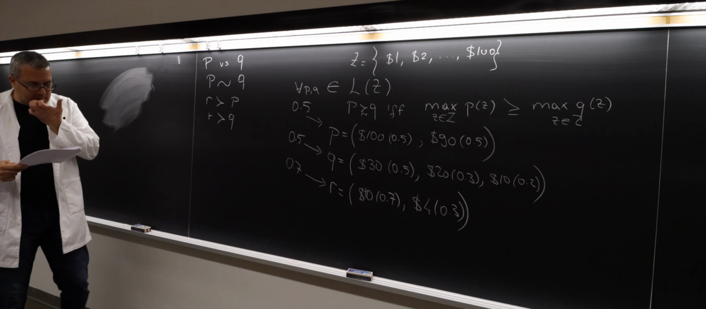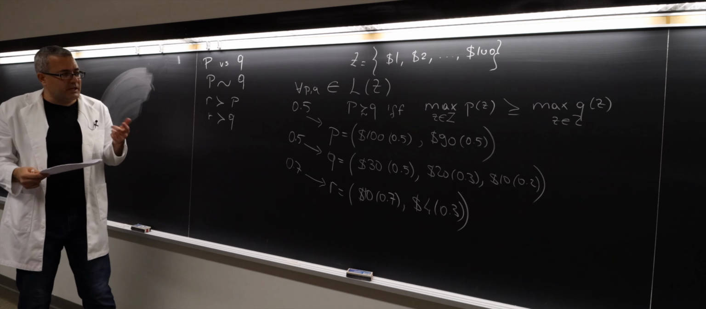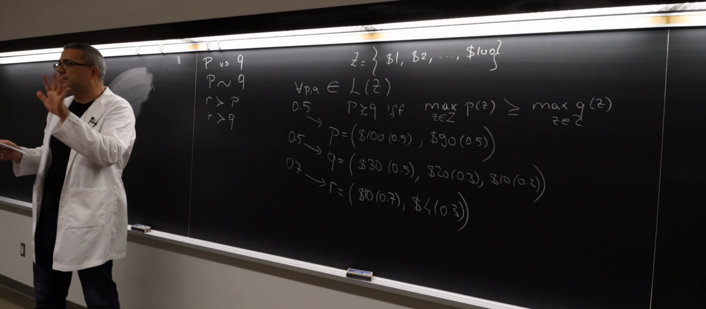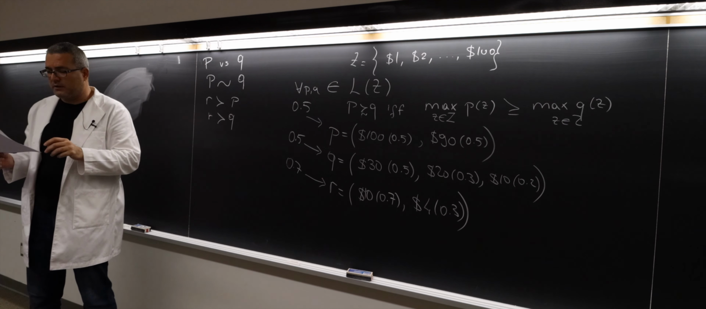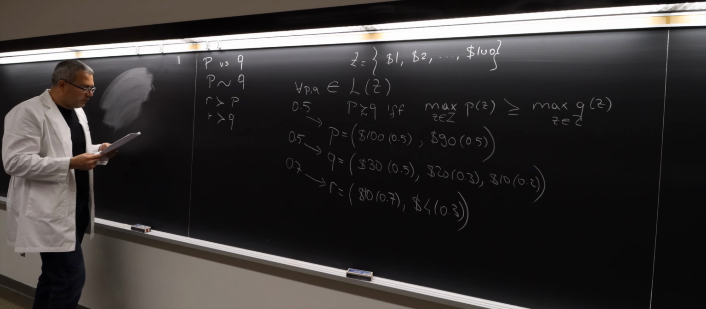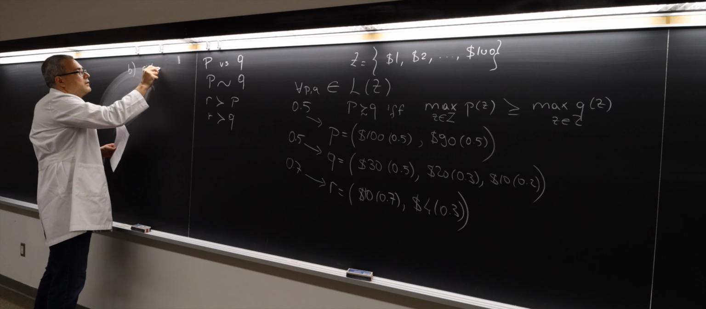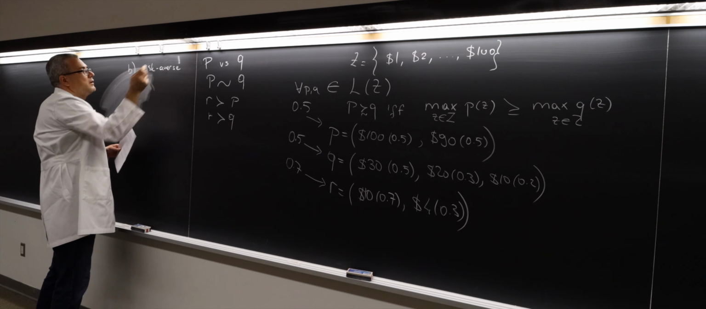Well, the second part may be a bit more challenging. This part is basically just to push you to understand what this preference relation looks like. So in part B, the question is: is JJ risk averse, risk neutral, or risk loving?